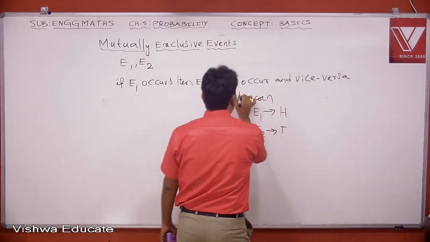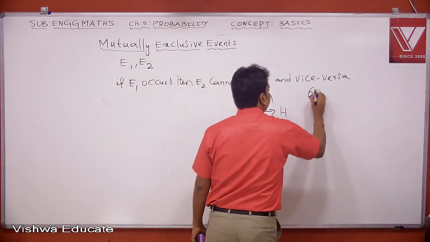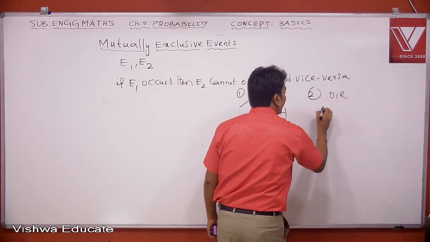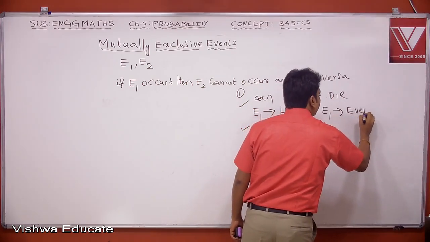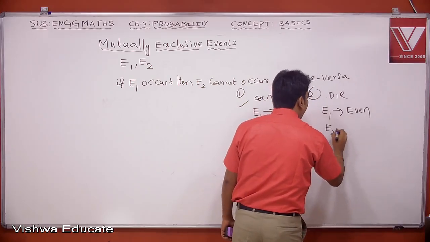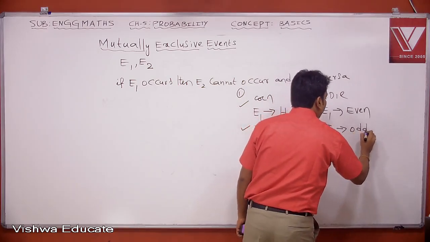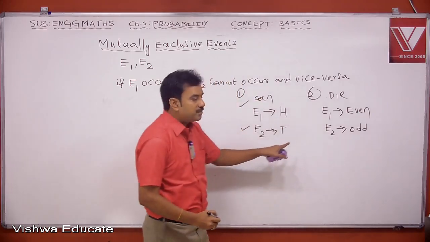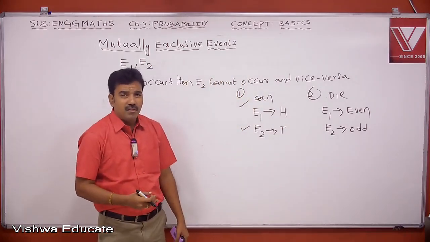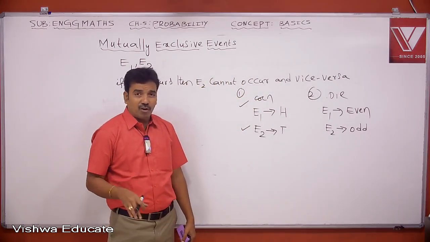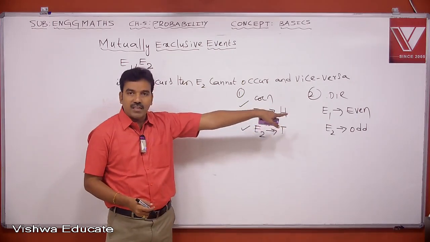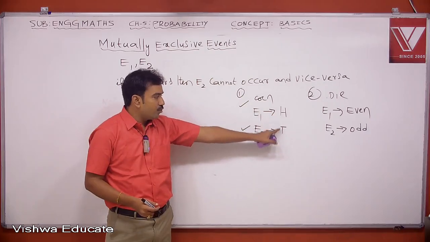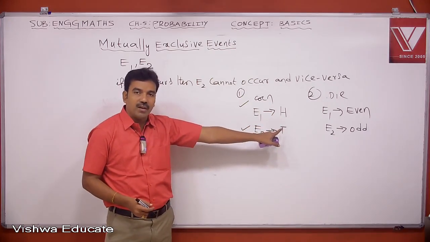Similarly, when you take a die problem, suppose E1 is an event of getting an even number and E2 is an event of getting an odd number. So when you get an even number, you won't get an odd number. When you get an odd number, an even number cannot be displayed. So both the events are mutually exclusive events.